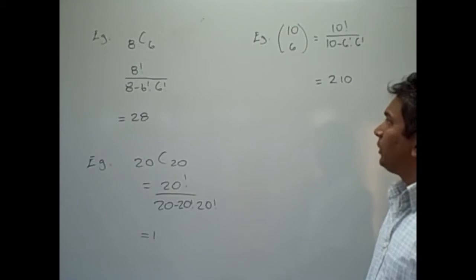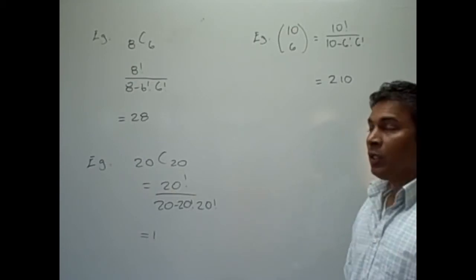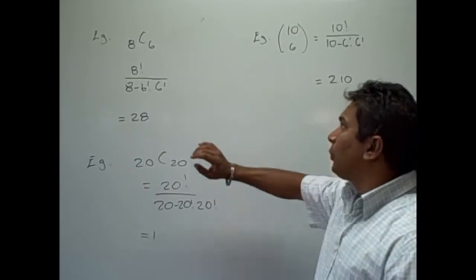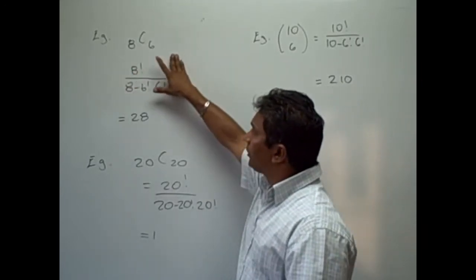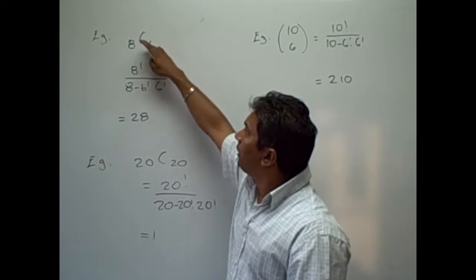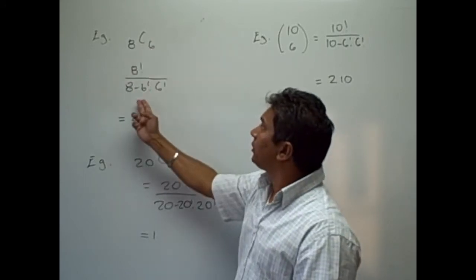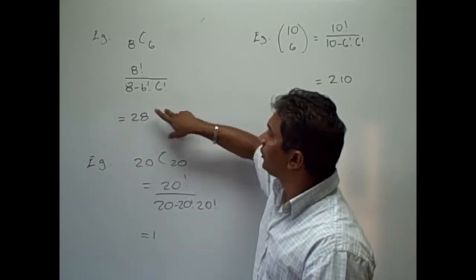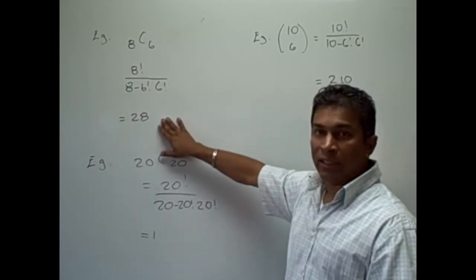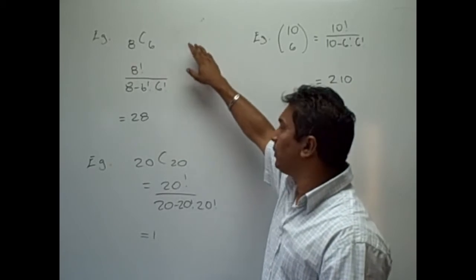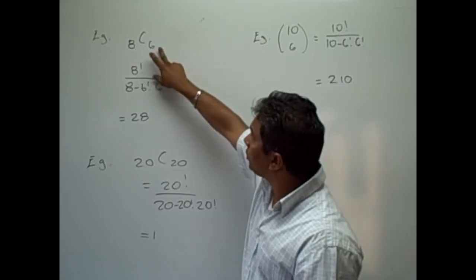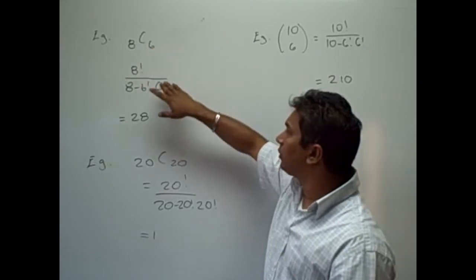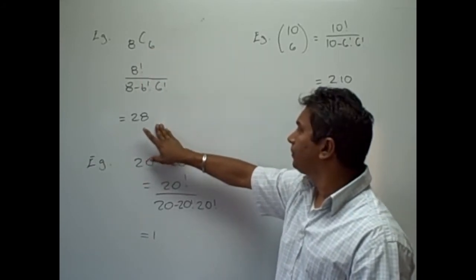Before we start to expand our binomials, let's look at trying to find our binomial coefficients. Here we have 8 combination 6. According to our formula, this is 8 factorial over 8 minus 6 factorial times 6 factorial. This simplifies to give us 28. What this means is that in our binomial expansion, the 7th term, it's always one more than this, the coefficient of the 7th term would be 28.